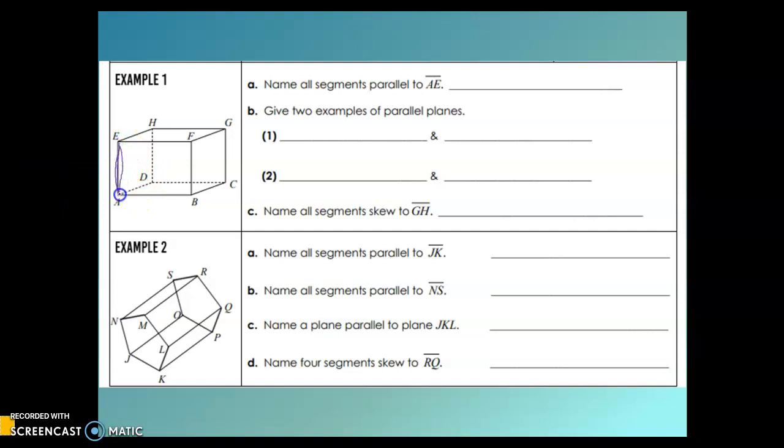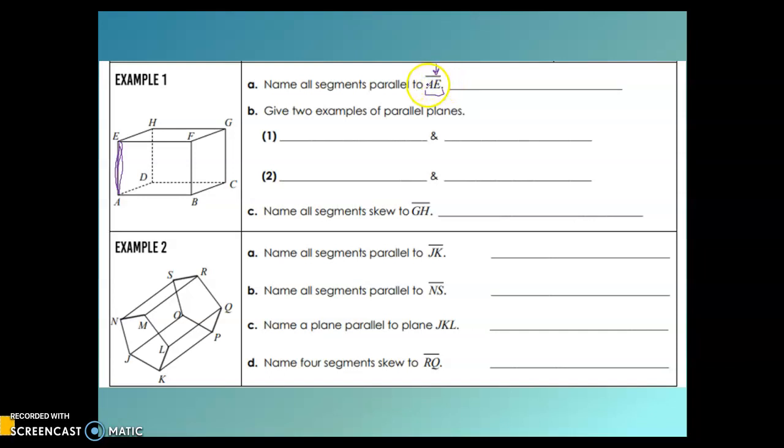All right, so this is running up and down. So we want to find all the line segments that are running up and down. And you're going to write those here. Again, I'm not going to write them out, but you're going to write them using capital letters and the proper segment symbol notation.